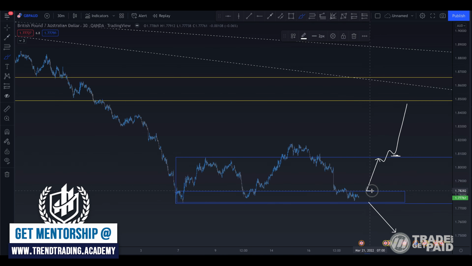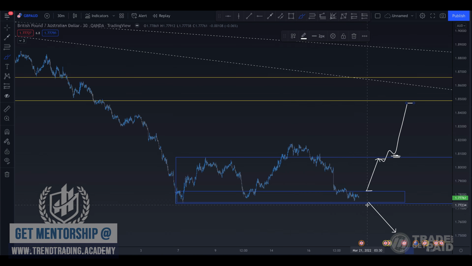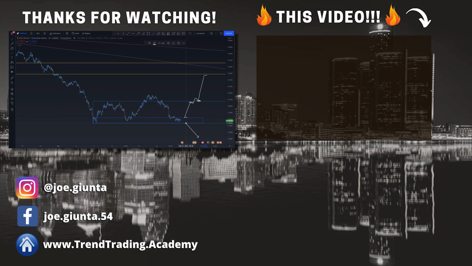So we would get an entry here, scale out, scale in, scale out. That's what we would be doing for this week. If it goes to the downside, then we'll talk about that. But the high probability is that we move to retest our golden zone in the 4 hour.